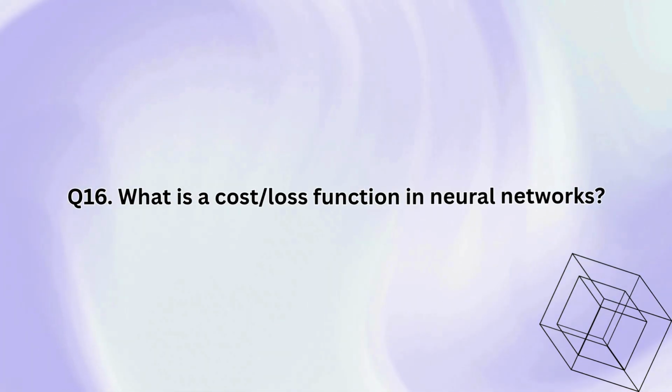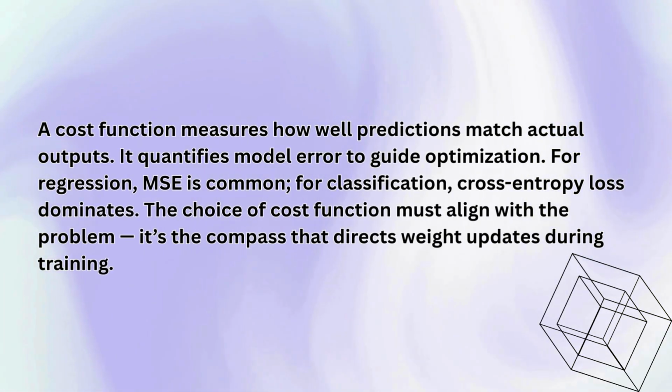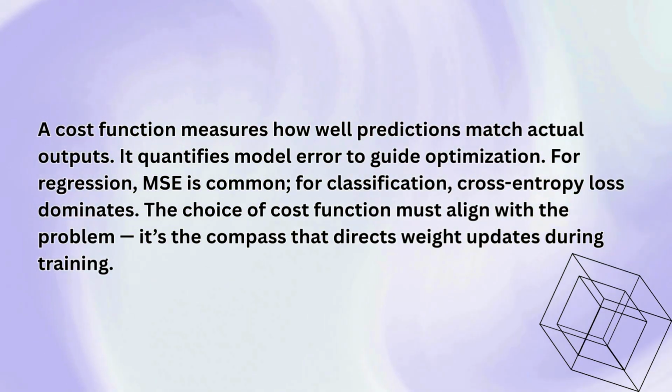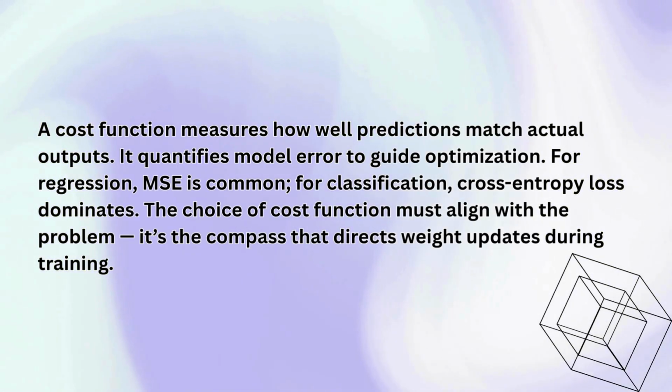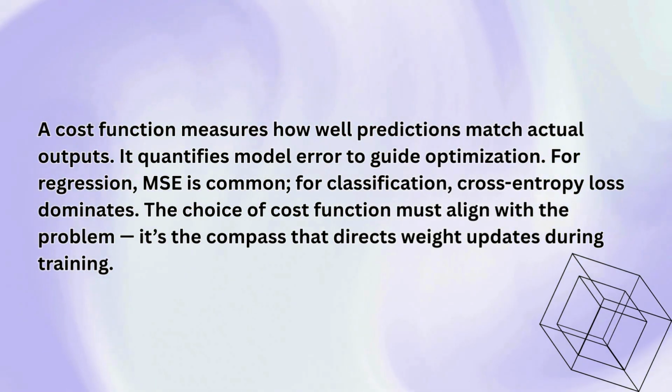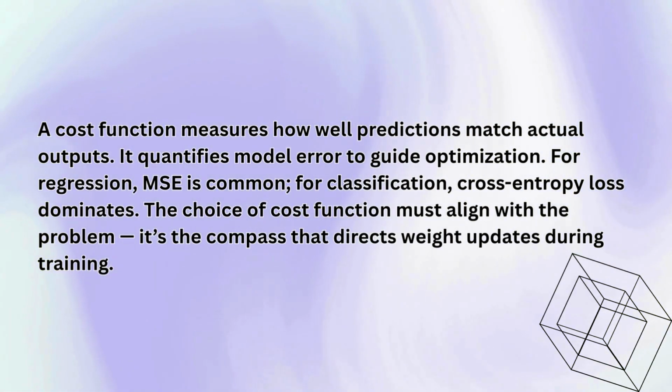What is a cost and loss function in neural networks? A cost function measures how well predictions match actual outputs. It quantifies model error to guide optimization. For regression, MSE is common. For classification, cross-entropy loss dominates. The choice of cost function must align with the problem. It's the compass that directs weight updates during training.